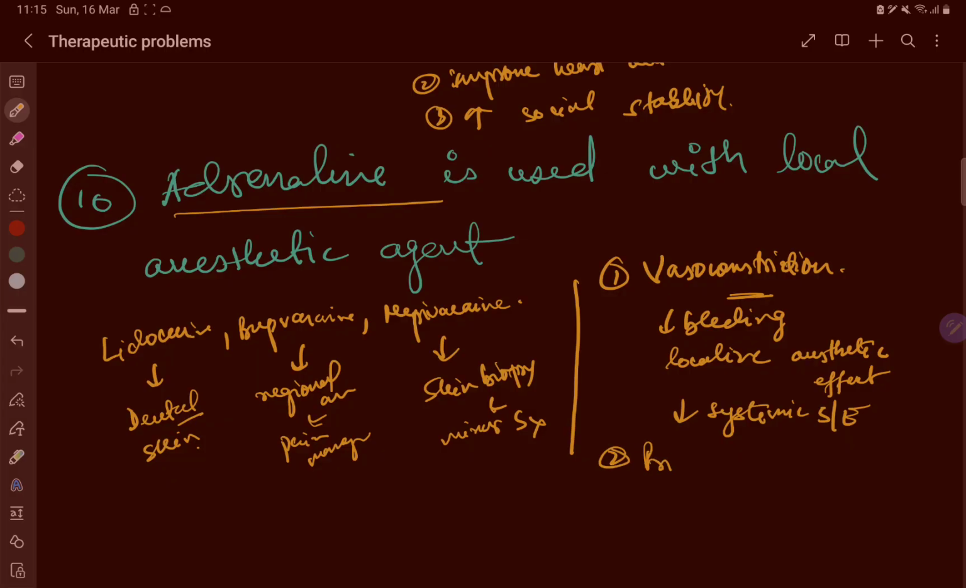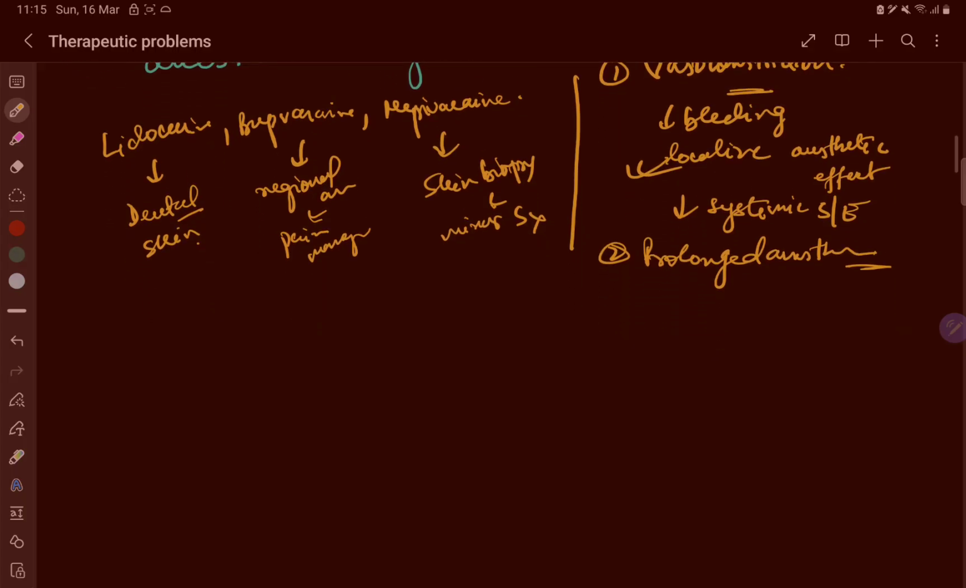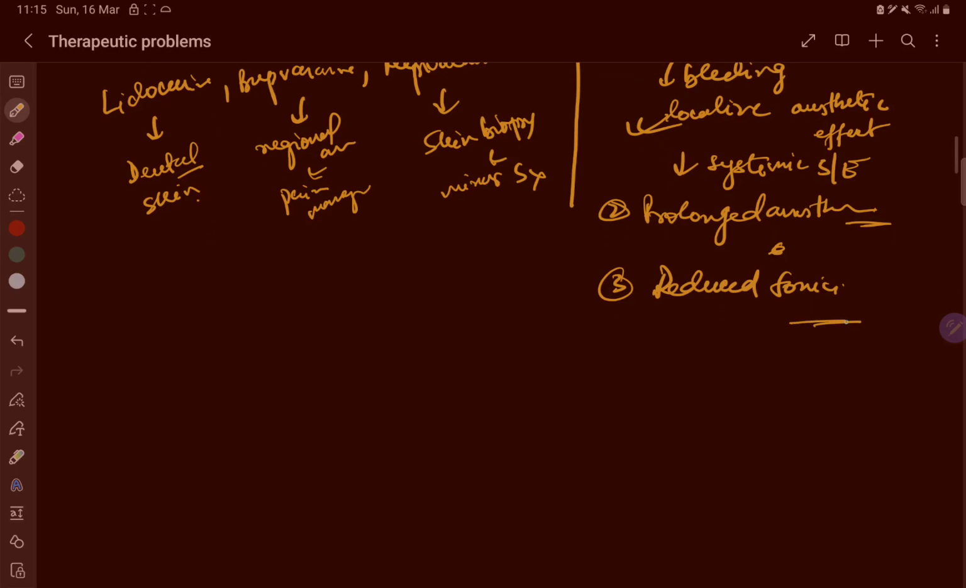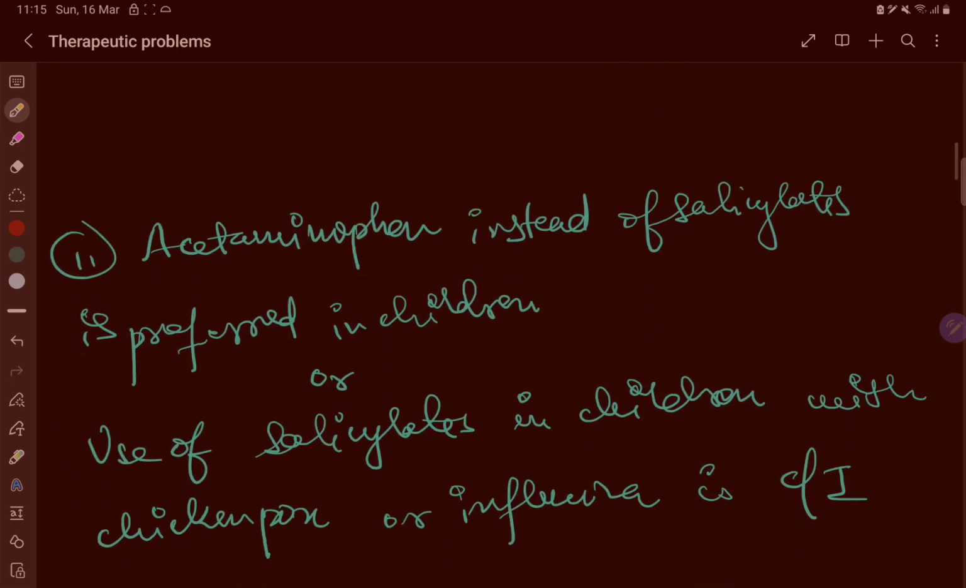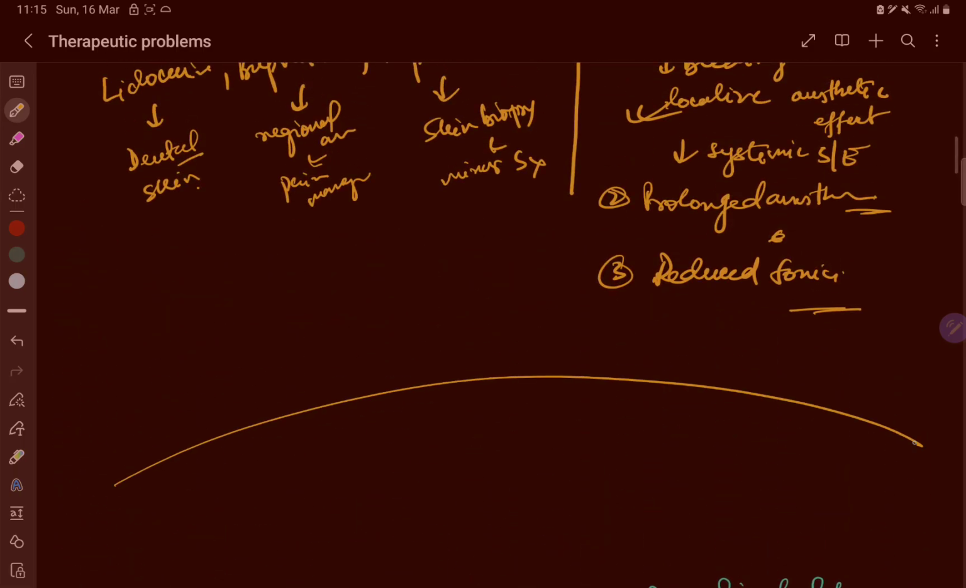Number 2, prolonged anesthesia. As we have seen, localized anesthetic effect. Prolonged anesthesia, you can make another point. It increases the duration of anesthesia by reducing the blood flow to the area, allowing the anesthetic agent to remain in the effective area for a prolonged period. And the third is reduced toxicity. Adrenaline can reduce the systemic absorption of the local anesthetic, minimizing the risk of toxicity. So these are the explained whys, or more explained whys. I'll make more videos, right?